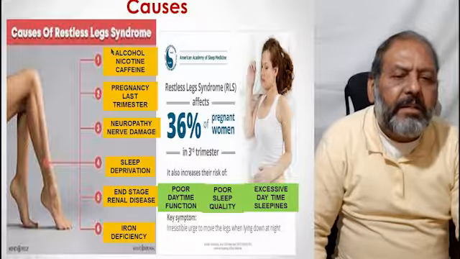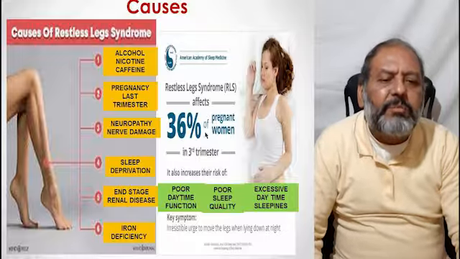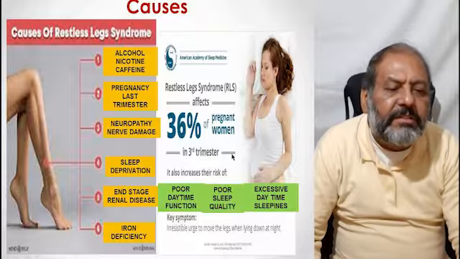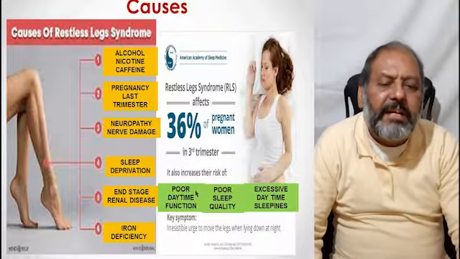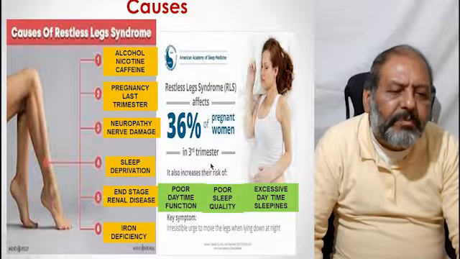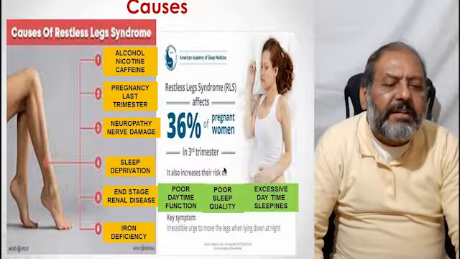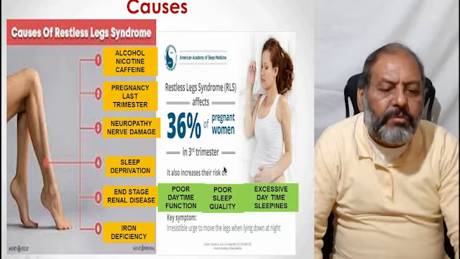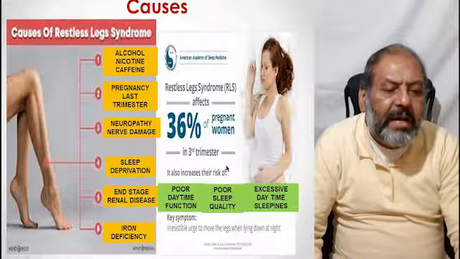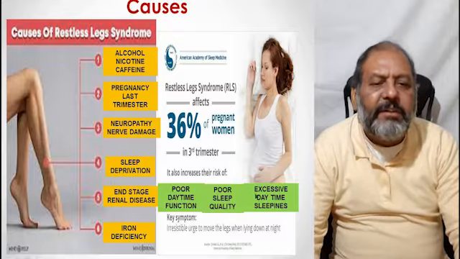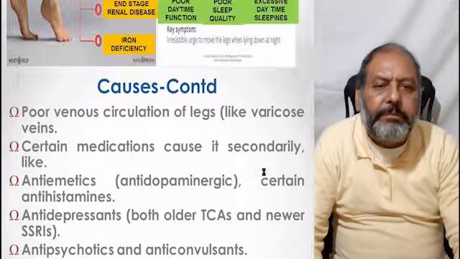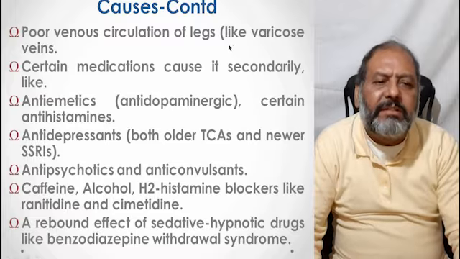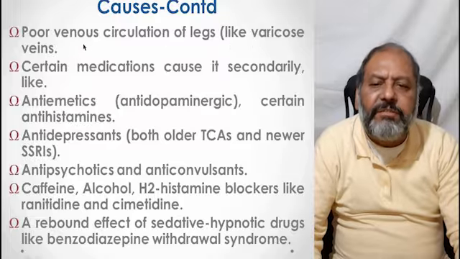Similarly, restless leg syndrome affects 36% of pregnant women in the third trimester. It also increases the risk of poor daytime function, poor sleep quality, and excessive daytime sleepiness. That is the irresistible urge to move the leg when lying down at night. So that has been seen in pregnant women. Now the causes continued: poor venous circulation of the legs like varicose veins in CVI.